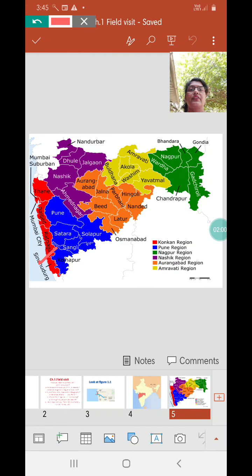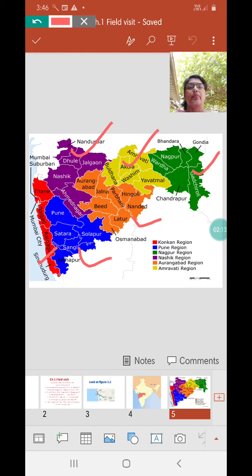Then you have the Pune division, the Nasik division, the Aurangabad division, the Amravati division, and to the eastern side, you have the Nagpur division.